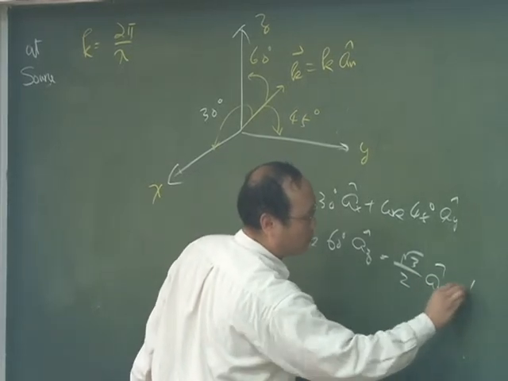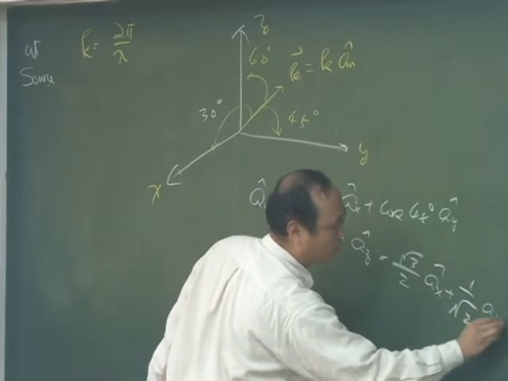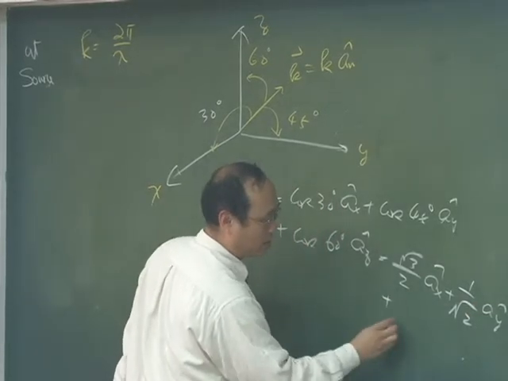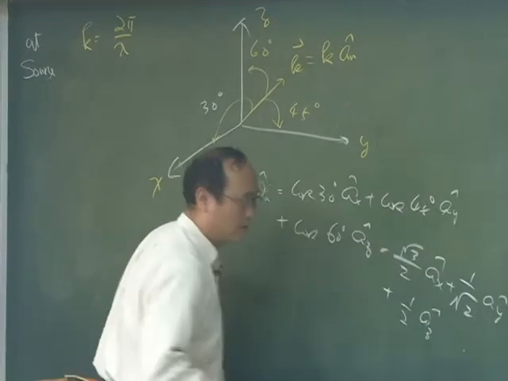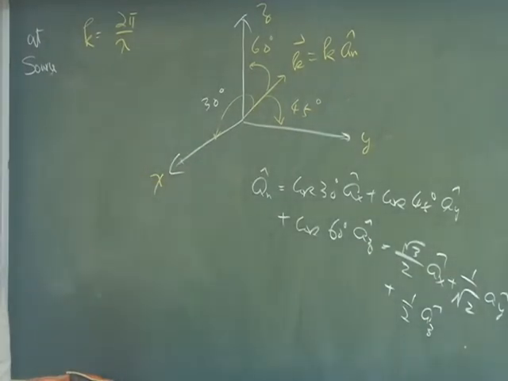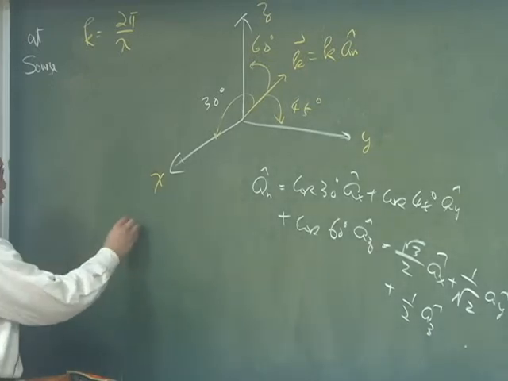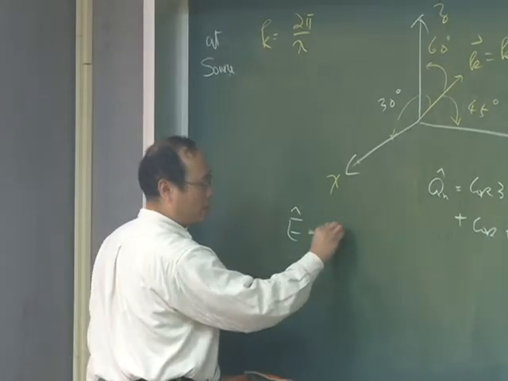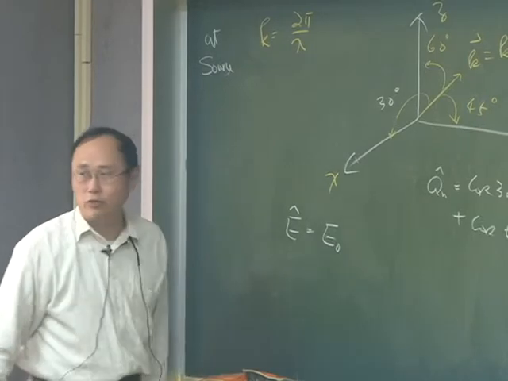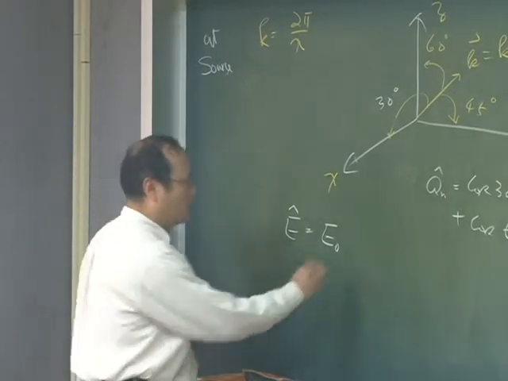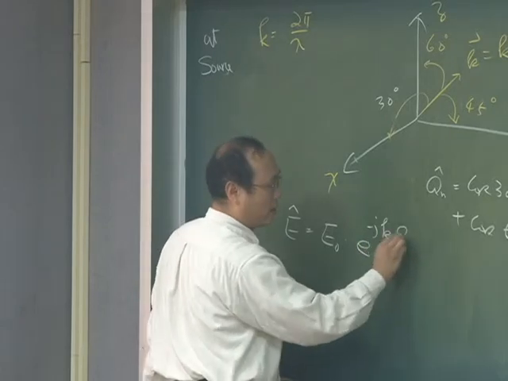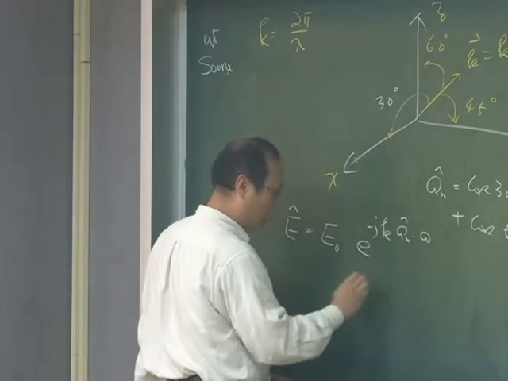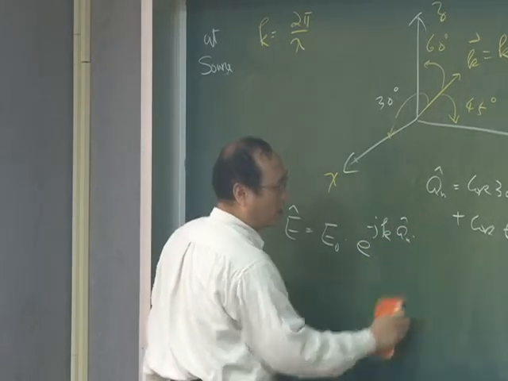Ax plus 1 over square root of 2 ay plus 1/2 az. Okay, and your electric field, your phasor field, is going to be equal to some initial complex amplitude multiplied with exponential minus j k an dot r.